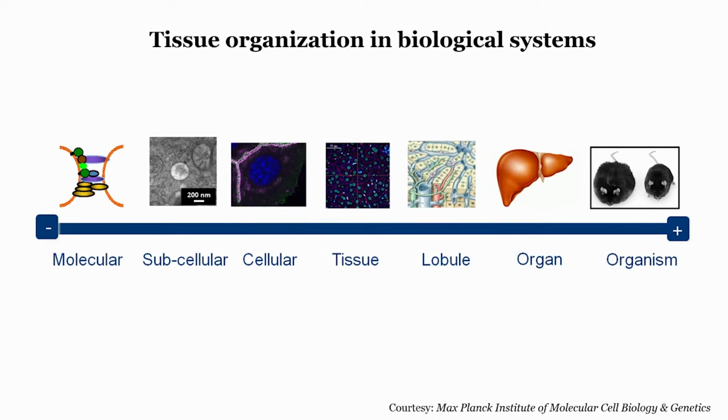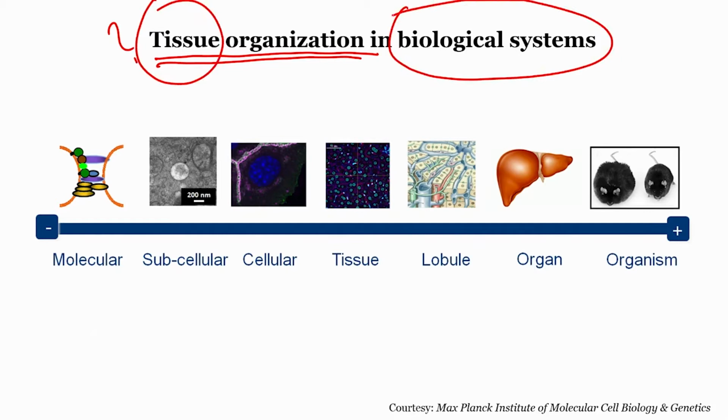This is a very interesting graphic which we have borrowed from the famous Max Planck Institute of Molecular Cell Biology and Genetics. So, what is tissue organization? That is what we have shown here. What is tissue organization? For that matter, what is a tissue? And how do tissues make up biological systems? Before we delve into electrical equivalent models of biological systems, we need to understand how these systems come together, how they assemble and form organisms.